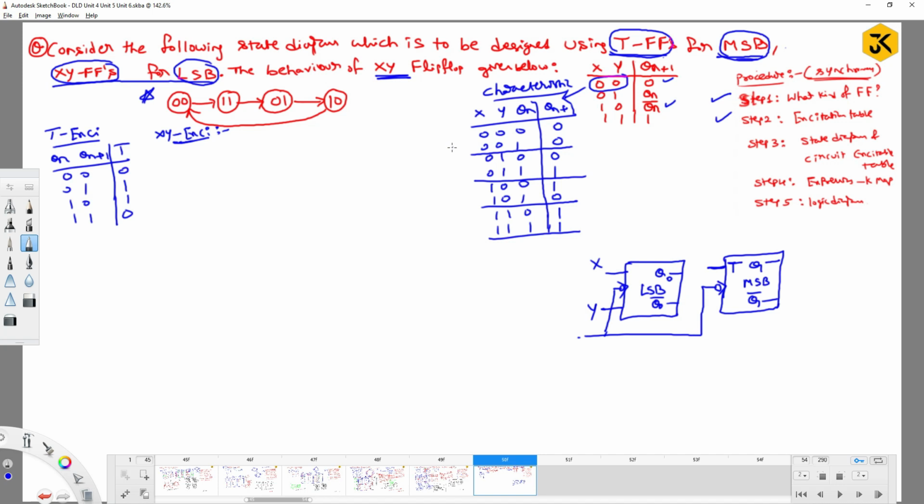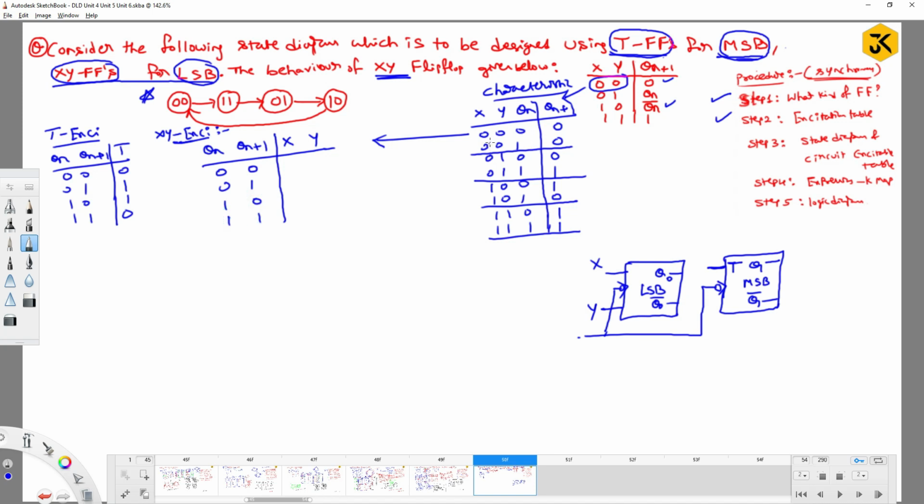From the characteristics table, are we able to draw the excitation table? Yes. How can we do this? Meaning that for the Qn and Qn plus 1, what might be my X and Y? That is my question. So the possibilities are 0 0, 0 1, 1 0, 1 1.